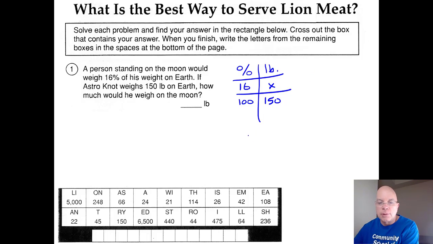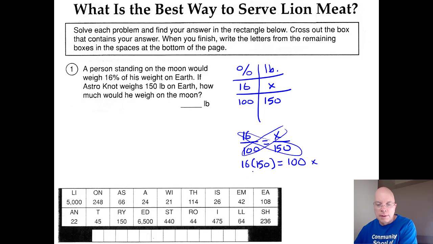And then from the table, your table is your proportion. 16 over 100 equals x over 150. If you don't see any nice scale factors to use, you can write a cross product equation. 16 multiplied by 150 equals 100 multiplied by x. Remember, the cross products are coming from there. 16 times 15 is 240, so 2400.